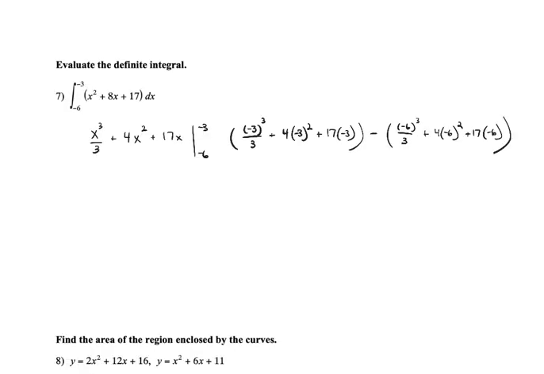Okay, so this is -27 over 3, so that's negative 9. And then negative 3 squared is 9 times 4 is 36, minus 51.